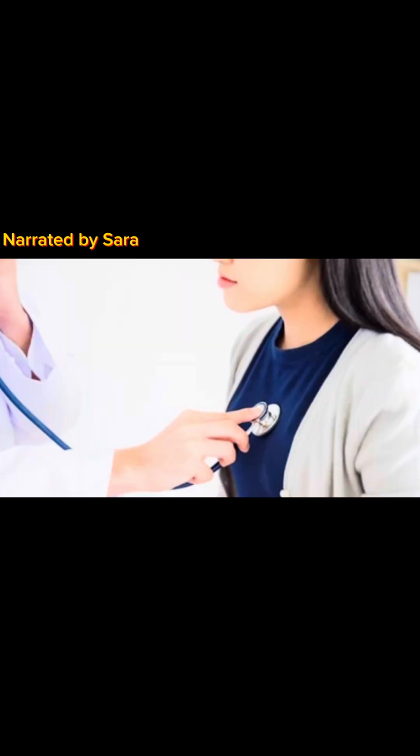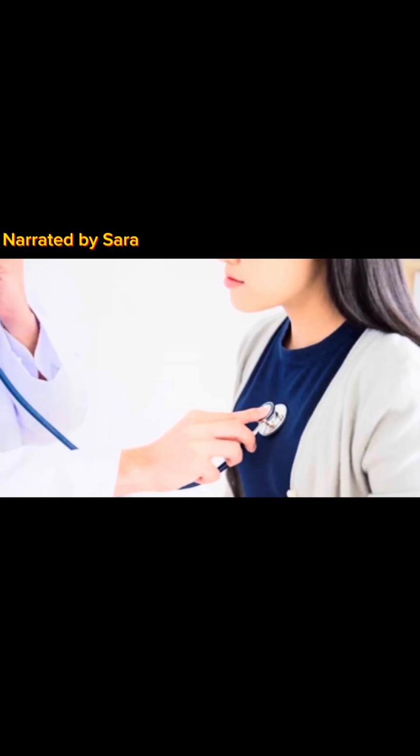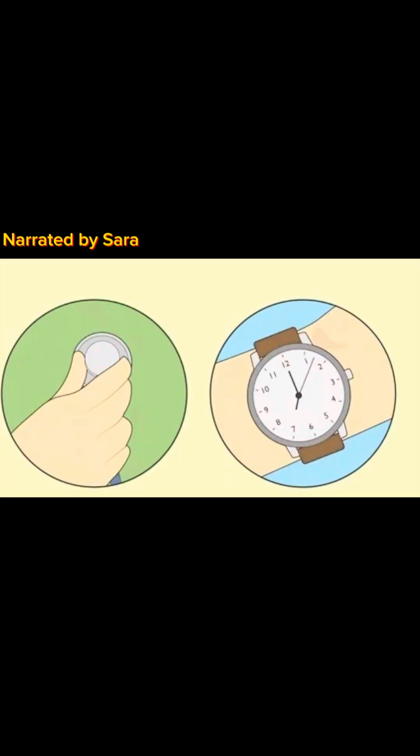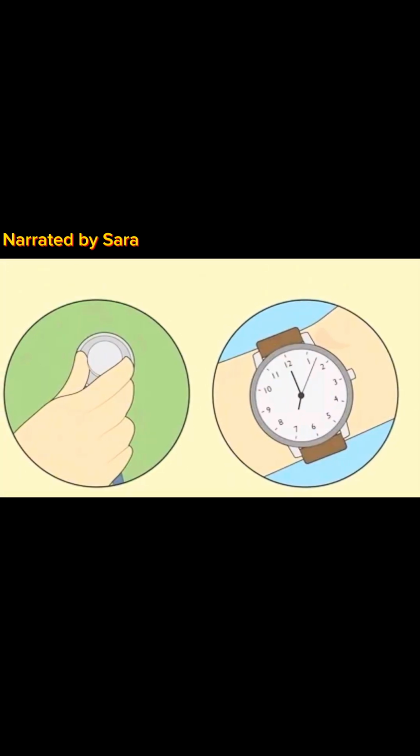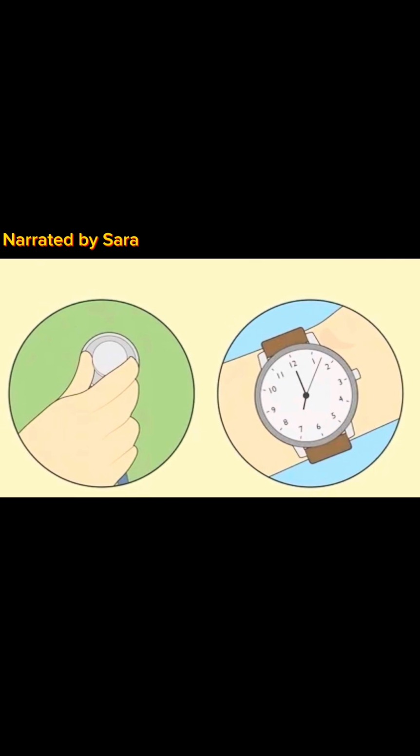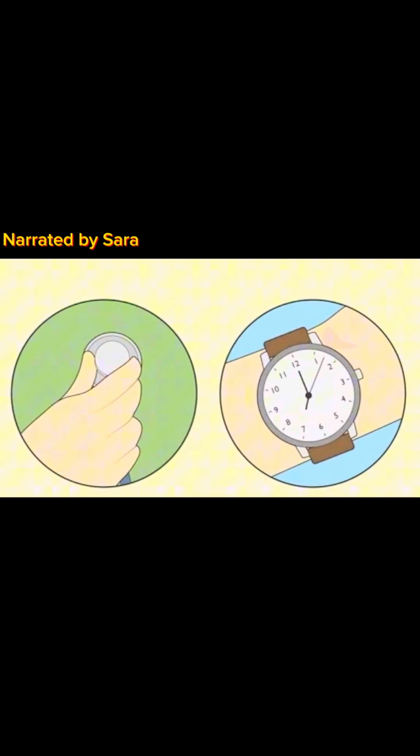Resting heart rate. To find resting heart rate, have the person sit comfortably for a few minutes. Then place your stethoscope on the left side of the chest. Count the number of beats you feel in 15 seconds and multiply by 4 to get your beats per minute.